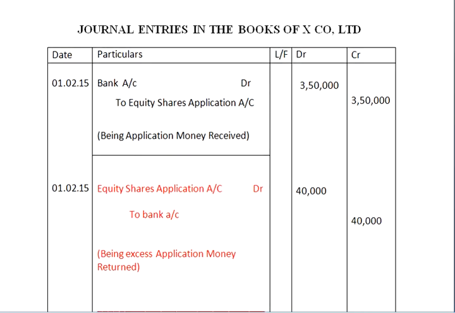Journal entries in the books of X Company Limited. The first transaction: we are receiving the application amount. Listen here, on 1/2/2015 we are receiving the application amount on 70,000 shares. So bank account debit to equity share application account. 70,000 into 5 becomes 3,50,000 and 3,50,000.